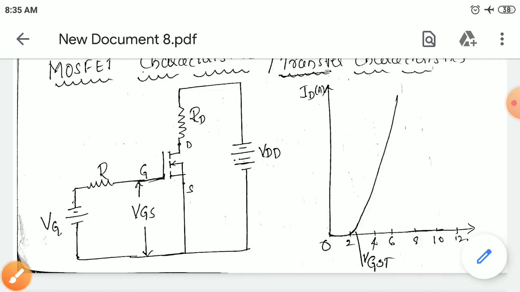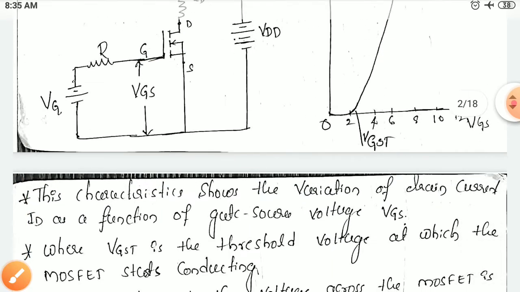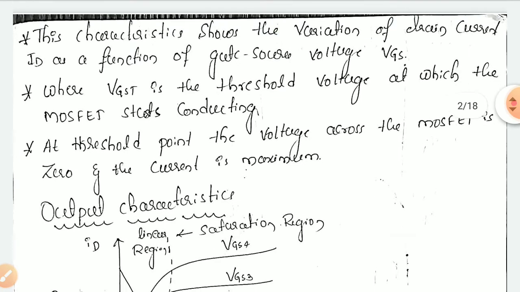This is the transfer characteristics of your MOSFET. This characteristic shows the variation of the drain current as a function of the gate source voltage. That means when you vary the gate source voltage, how the drain current varies. That is indicated by this particular graph. VGST is the threshold voltage at which the MOSFET starts conducting. The point at which the MOSFET starts conducting by applying the gate voltage is called the threshold point, and the voltage at that point is called the threshold voltage.